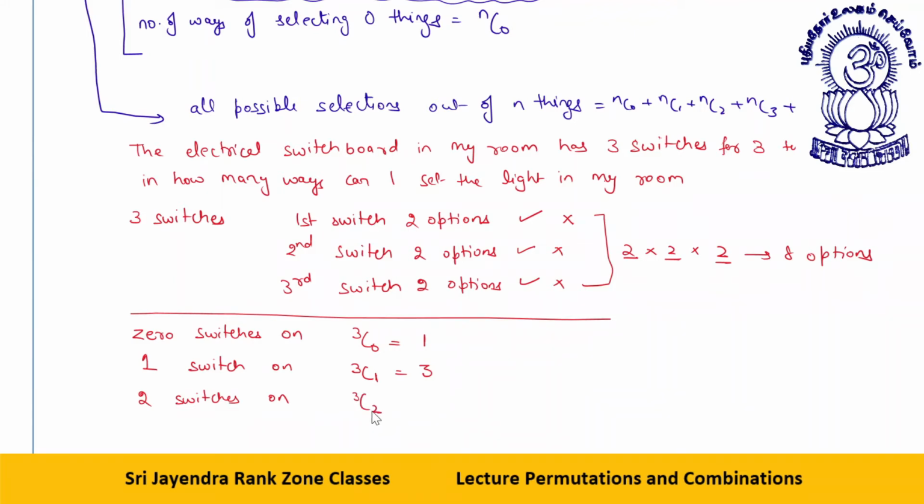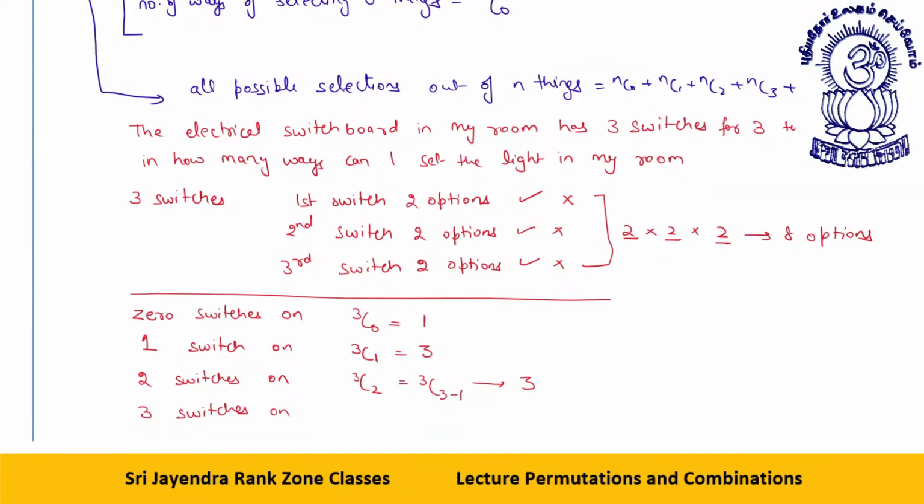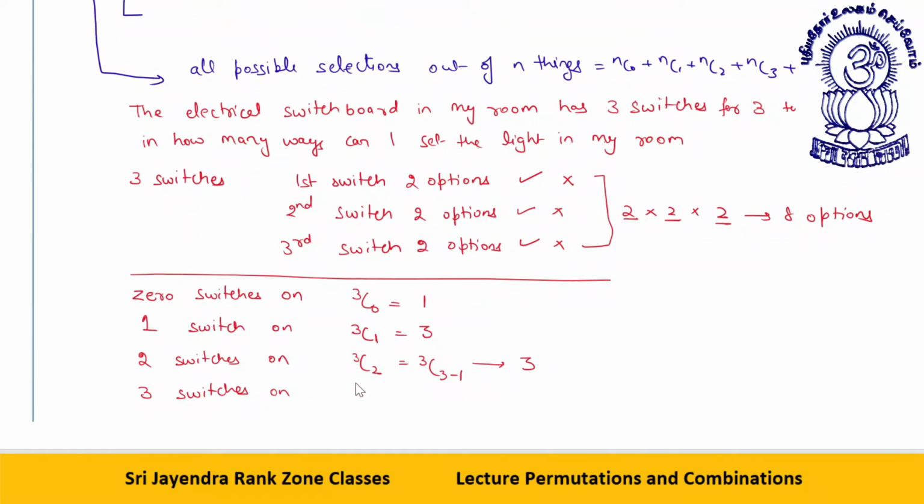But if you look carefully, this 3C2 is what? Like 3C3 minus 1. This is NCN minus 1. This will be again 3. Last, all three switches on. This will be how much? All three switches on will be 3C3. 3C3 will be 1. Okay, this is 3, this is 1. So total how many ways? Total is 1 plus 3 plus 3 plus 1, 8 ways.